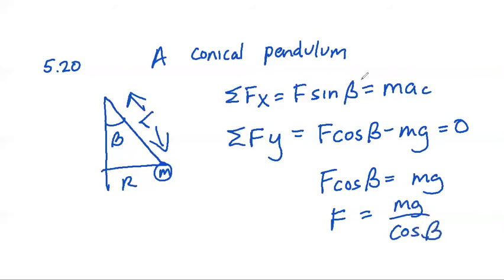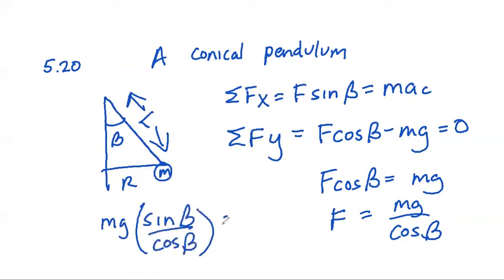And now we go back here to this guy. So we have mg times sine beta over cos beta equals m a centripetal. And so I don't need these m's. So I'm going to come out with a centripetal equals g tan beta. All right. I'm going to pause, clean up my board, and continue.